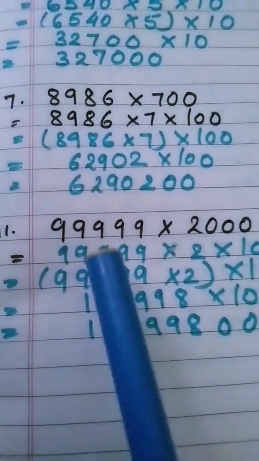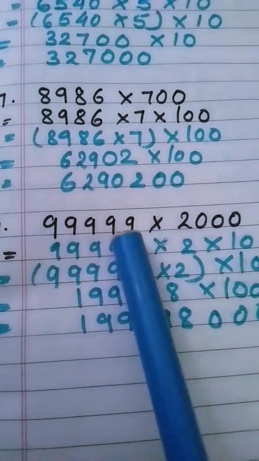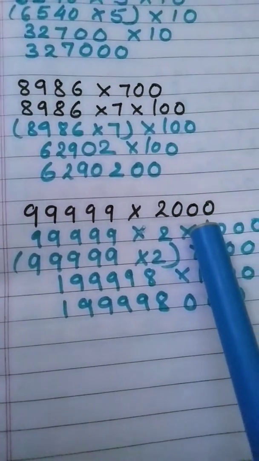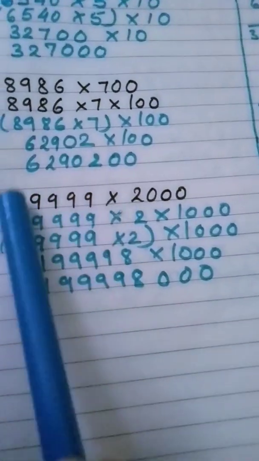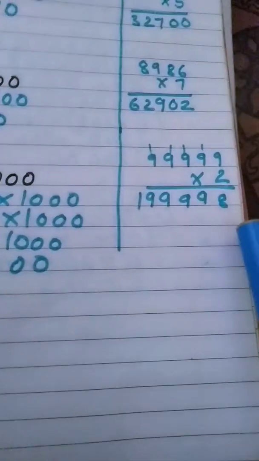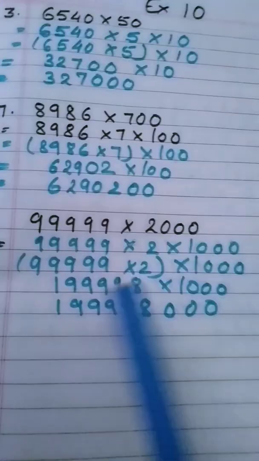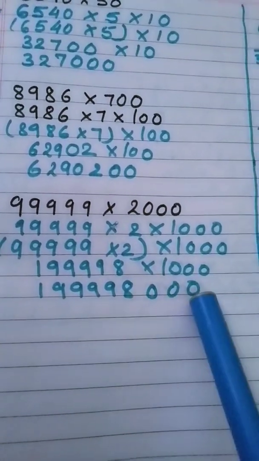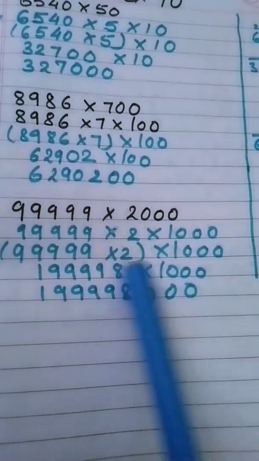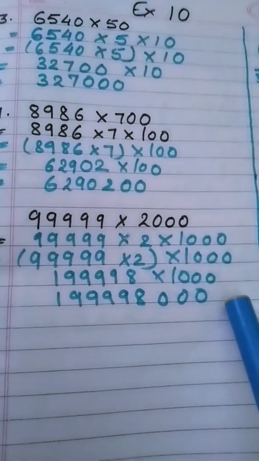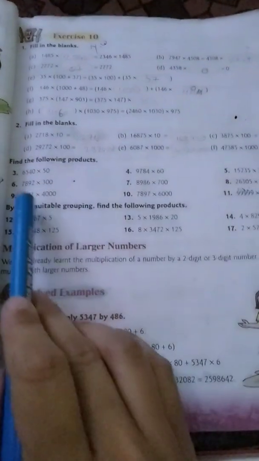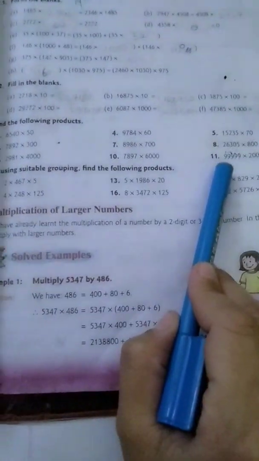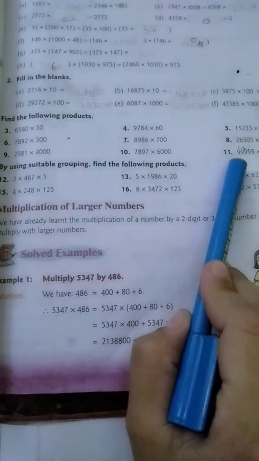Here, 11th question, 99999 multiplied by 2000. 2000 I will break into 2 into 1000, so this number I will multiply only by 2. Here I have multiplied it by 2, and for 1000 we will insert 3 zeros on the right, and then we get the product. This is how you have to show questions 3 to 11 in your notebook. Questions 3 to 11 are to be done in this way only.